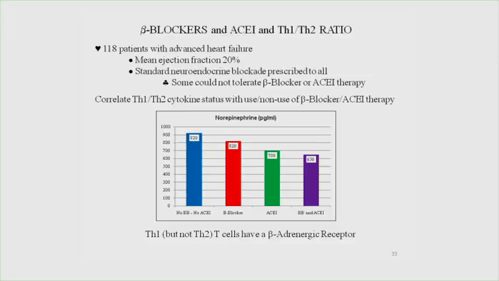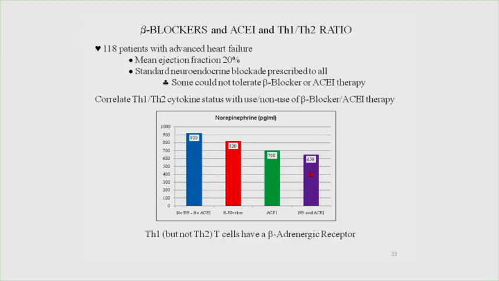High levels are elaborated in congestive heart failure. It's a distress signal. The worse your heart failure, the higher your norepinephrine, the more you're going to whip the heart. Those patients with heart failure that could not tolerate a beta blocker or an ACE inhibitor had the highest levels of norepinephrine. Those on a beta blocker had lower levels. Those on an ACE inhibitor had lower levels.